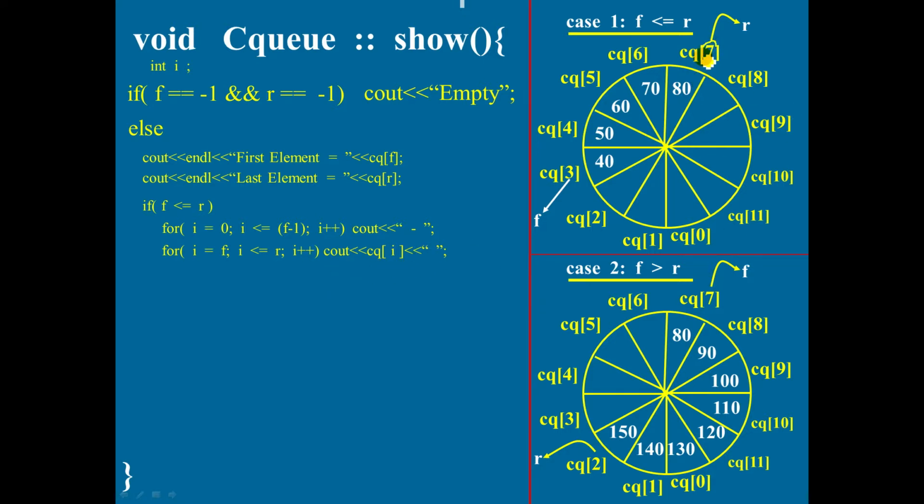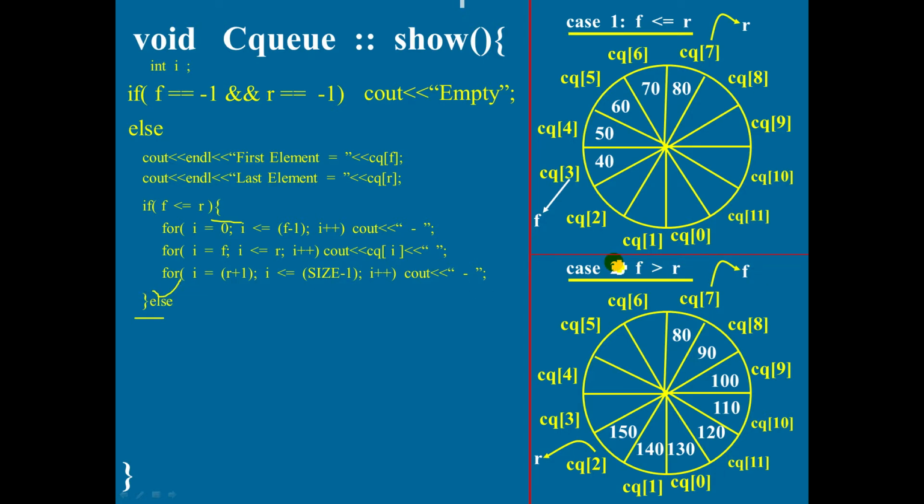Again, if this is r plus 1 and this is upper bound size minus 1. So from r plus 1 to size minus 1 upper bound, you can see elements are not there. So you can write the code like this. For I is equal to r plus 1, meaning this one, I less than or equal to size minus 1, meaning this, I plus plus, elements are not there. See out output operator dash. Now associated with the if, multiple statements are there. So you need the opening curly bracket, closing curly bracket.